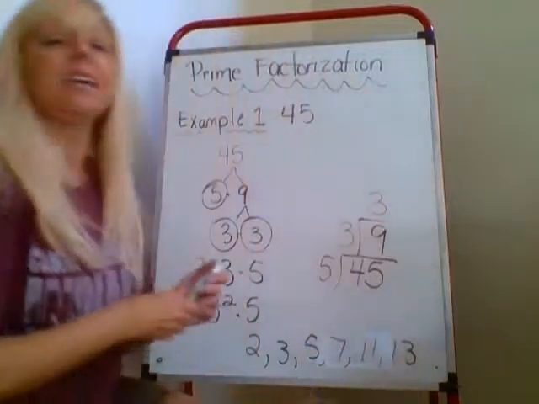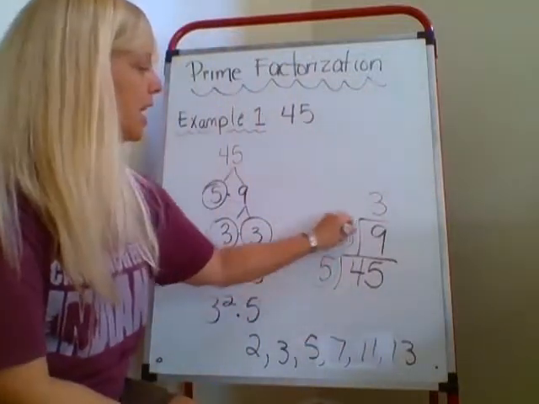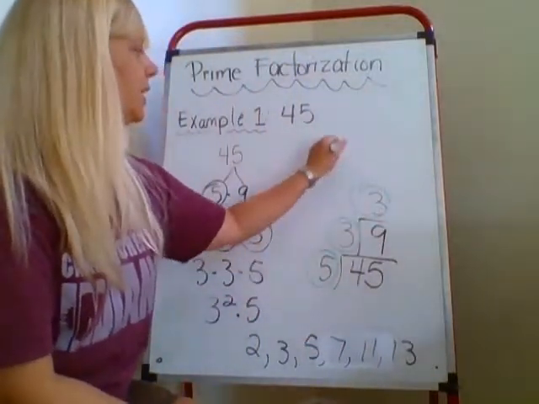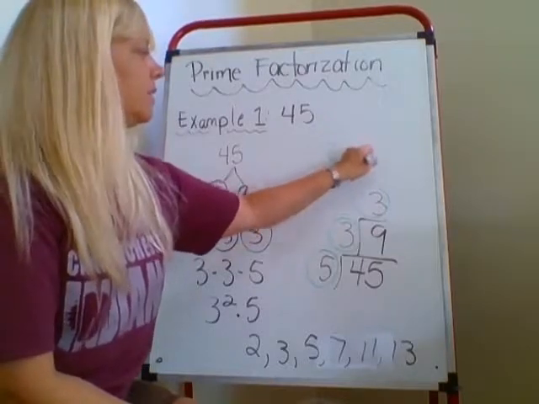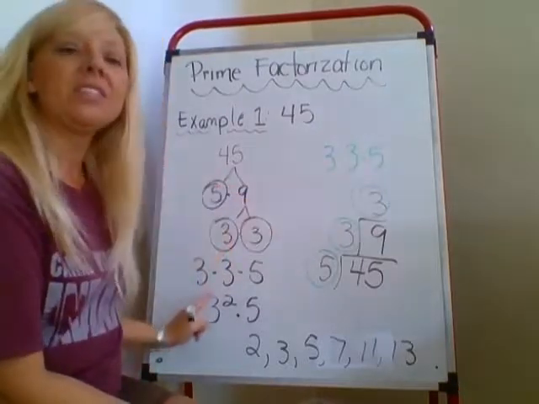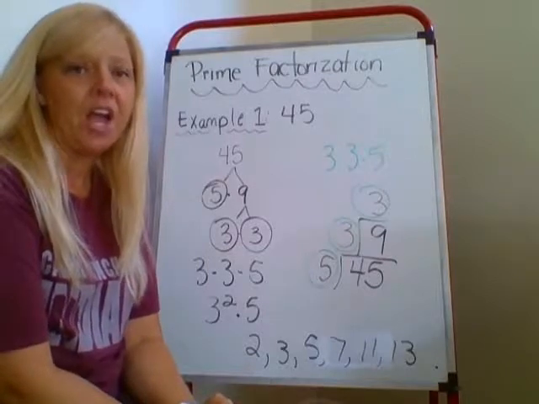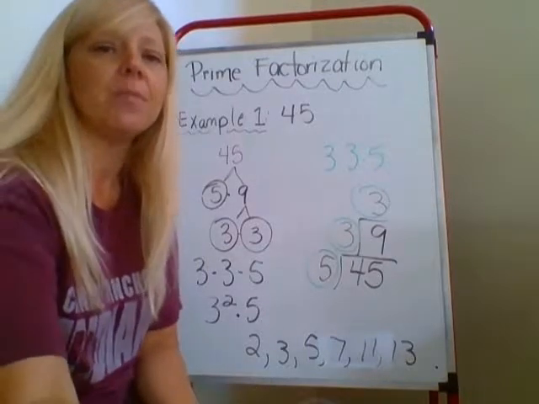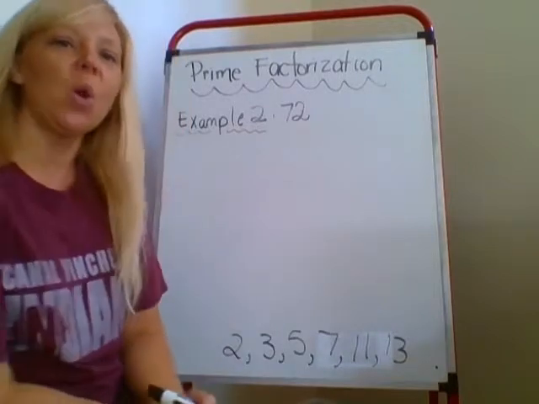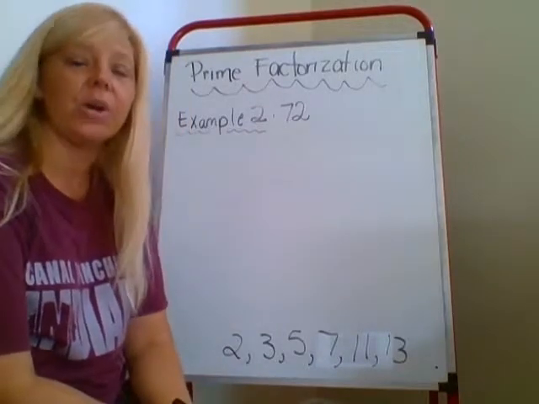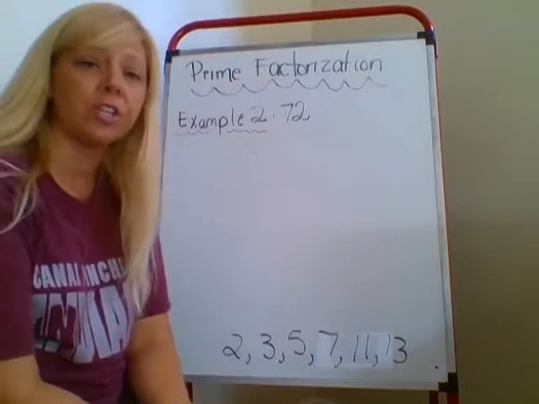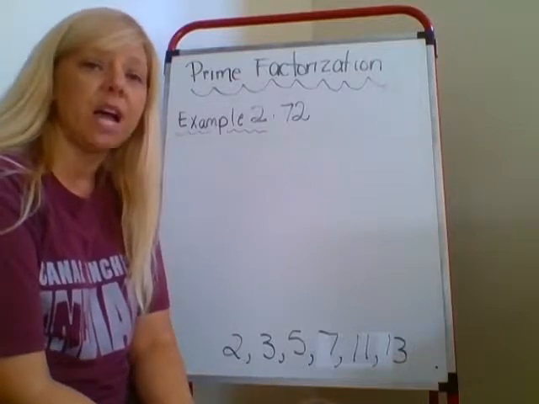So if I take my 5 times 3 times 3, I'm going to get the same answer as I did in my factor tree. Okay? All right, so let's go ahead and do our next example. We're going to do 72. I'm going to do the factor tree first, and then I'm going to do the slide method.